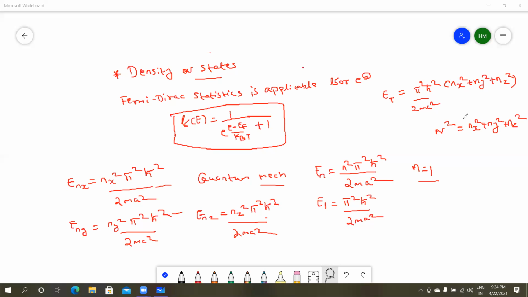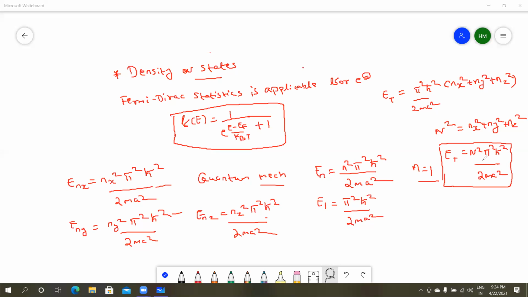Is it clear? Capital N² is equal to nx² + ny² + nz². So this is my total energy. I will get total energy as N²π²ħ²/2ma². This is my total energy for a particle in a box.